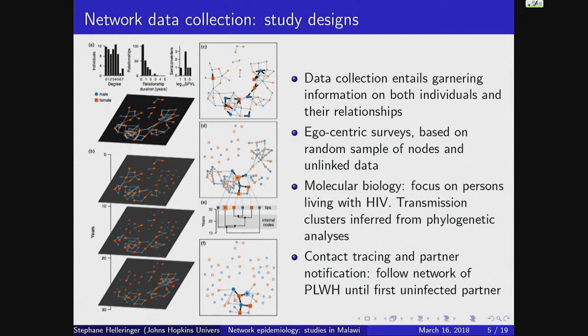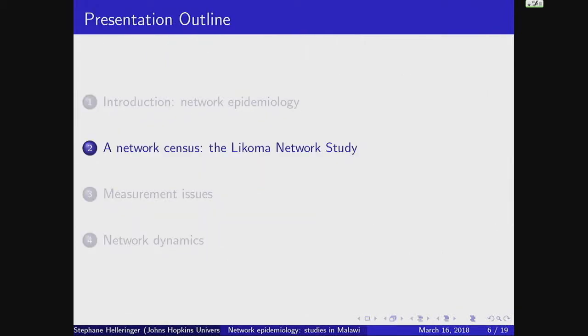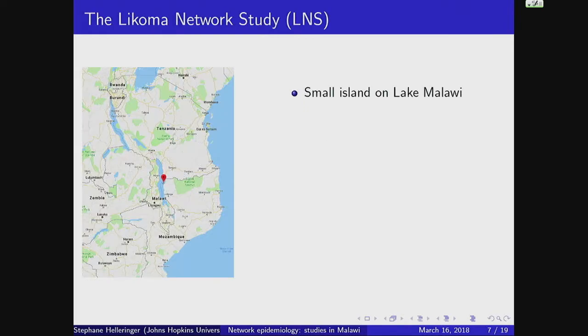Okay, so here are some of the main study designs to study networks. I'm actually going to talk briefly about another type of study, which is more of a brute force type of study, in which I was involved in Malawi, in which we try to actually collect this entire map. So interview everybody within the population and try to gather data on each of the links that connect them. So we call that a network census, and the study I'm talking about is the Likoma network study.